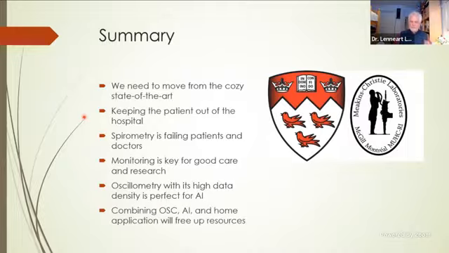And this will also help with combining all of these things with home applications, and this will free up resources so we can spend our money on something else in the future.